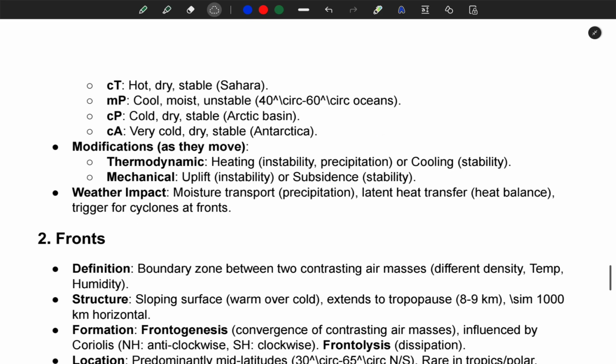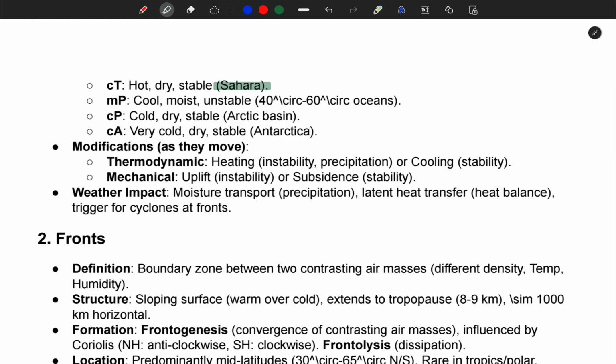Next is CT. C is here for continental, T for tropical. So continental tropical, its example is hot, dry, stable, Sahara. Sahara is its example.